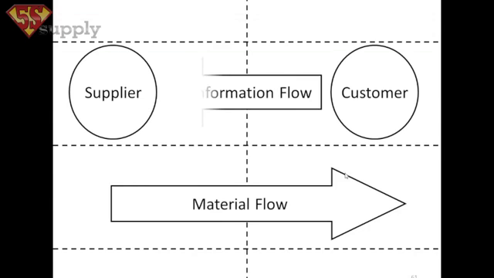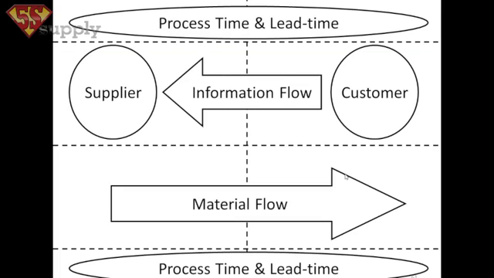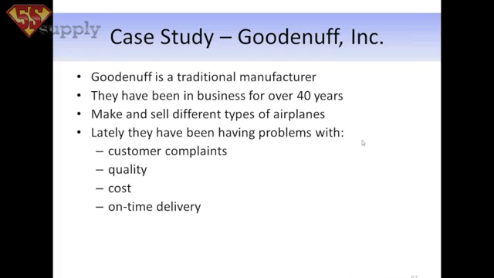All right, so this is the way we lay it out. The customer in the upper right, supplier in the upper left. Information flow actually goes right to left, but the material flow goes left to right. And then we leave gutters in the top and the bottom for the lead times and processing times.